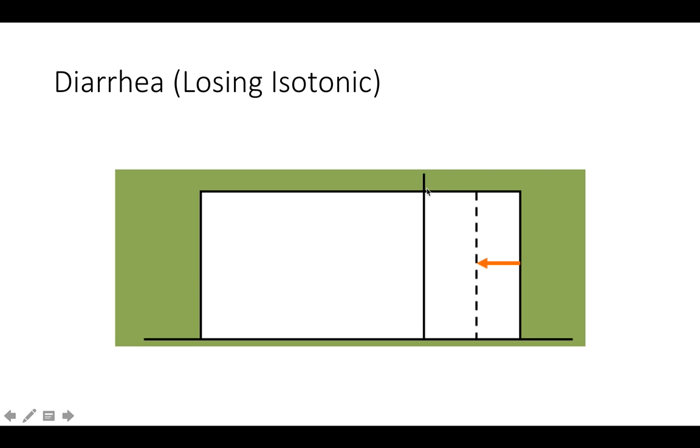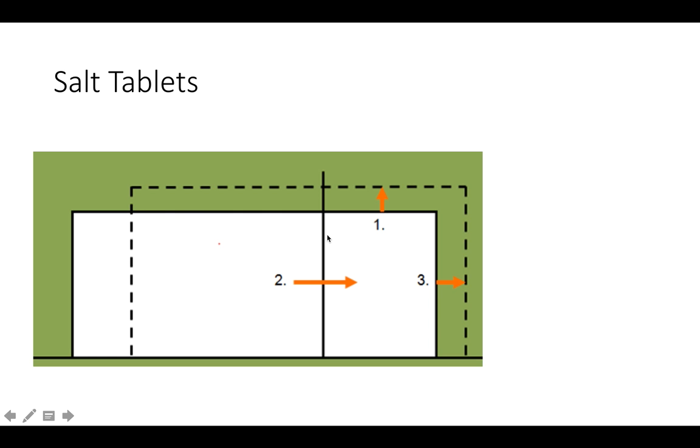What about diarrhea? With diarrhea, it's exactly the opposite. We're losing isotonic solution. So here on the right-hand side, we're losing volume. The salt isn't changing, and the osmolarity isn't changing because we're losing an isotonic solution. The left-hand side won't change, the volume won't change, and the osmolarity won't change because there wasn't any change in osmolarity.